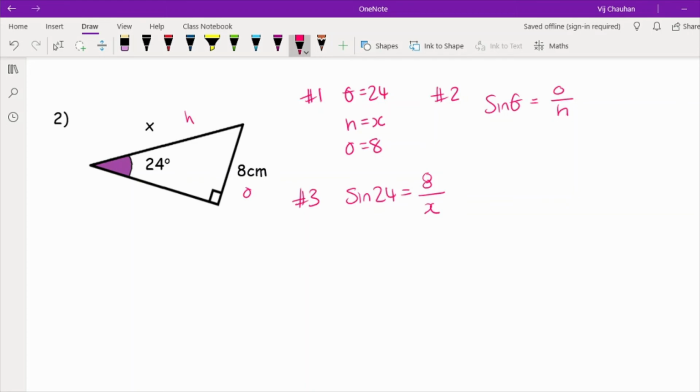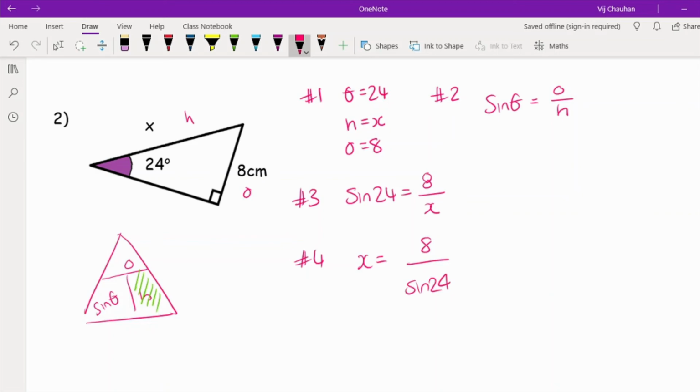Now again, as x is the denominator, what I need to do is divide those two things together. So again, step 4, and if you go back to using the triangle, we've got O, we've got h, and here we've got sine theta. My x is the hypotenuse, so I need to do opposite over sine theta.